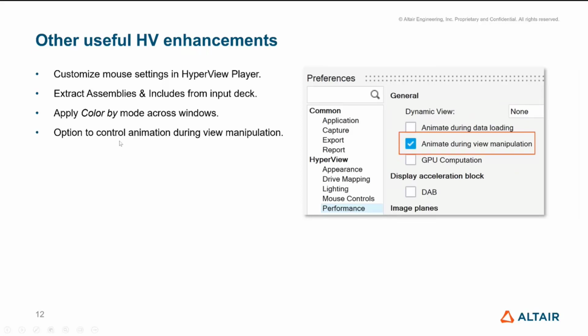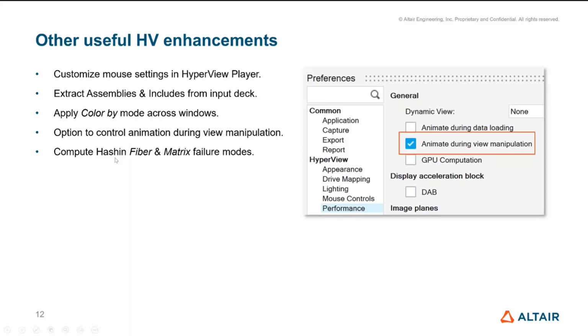We have also added a preference option to control the animation behavior during view manipulation. So by default, HyperView pauses the animation when you do a dynamic view manipulation, say rotate or pan the model. We usually pause the animation. This is for performance reasons. But user does have an option to keep the animation going when manipulating the view, and you can control it through this preference option. There is also a preference statement corresponding to this option so that you can set it up, and so that will activate the behavior at startup itself.